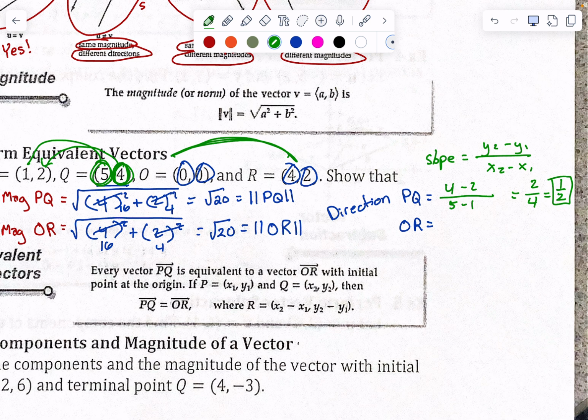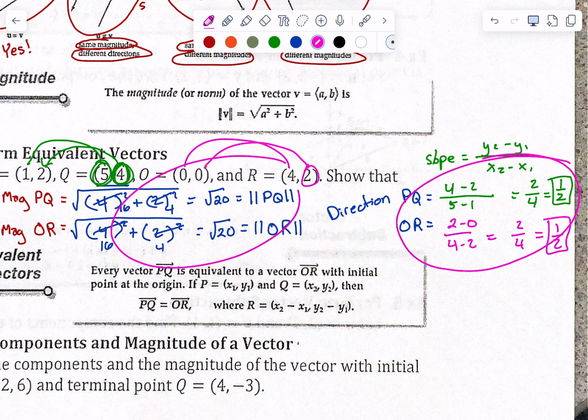That's my slope. That's my direction for now. We'll get into direction needing to be in a degree measure later, but he is going up 1 and over 2 units, actually up 2 and over 4 units. Okay, this guy, OR, is starting at, if I go y2 minus y1, 2 minus 0 over 4 minus 2. That is also 2 over 4, which has a direction of 1/2. So he is going the same direction, for the same amount.